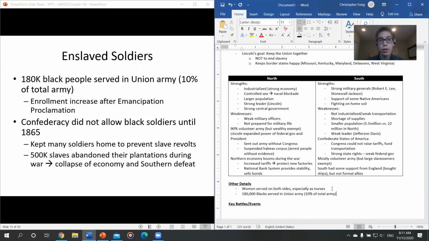They believe that Africans are inferior. And the South was actually forced to keep many white soldiers at home to prevent slave revolts. What we'll actually see is that 500,000 slaves will eventually either rebel or flee during the war. So 500,000 slaves in the South will abandon or escape their plantations during the war. And this leads to the collapse of the Southern economy, and eventually one of the biggest reasons why the South loses, because their economy collapses because the slaves are fleeing.